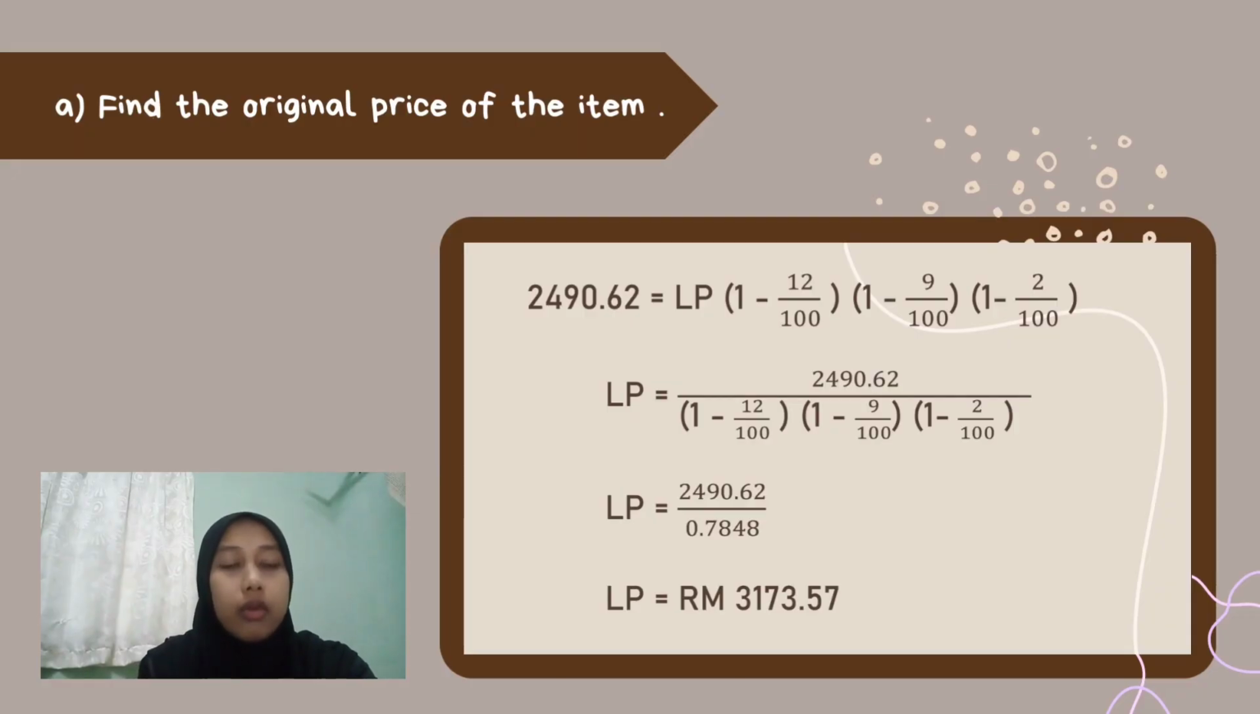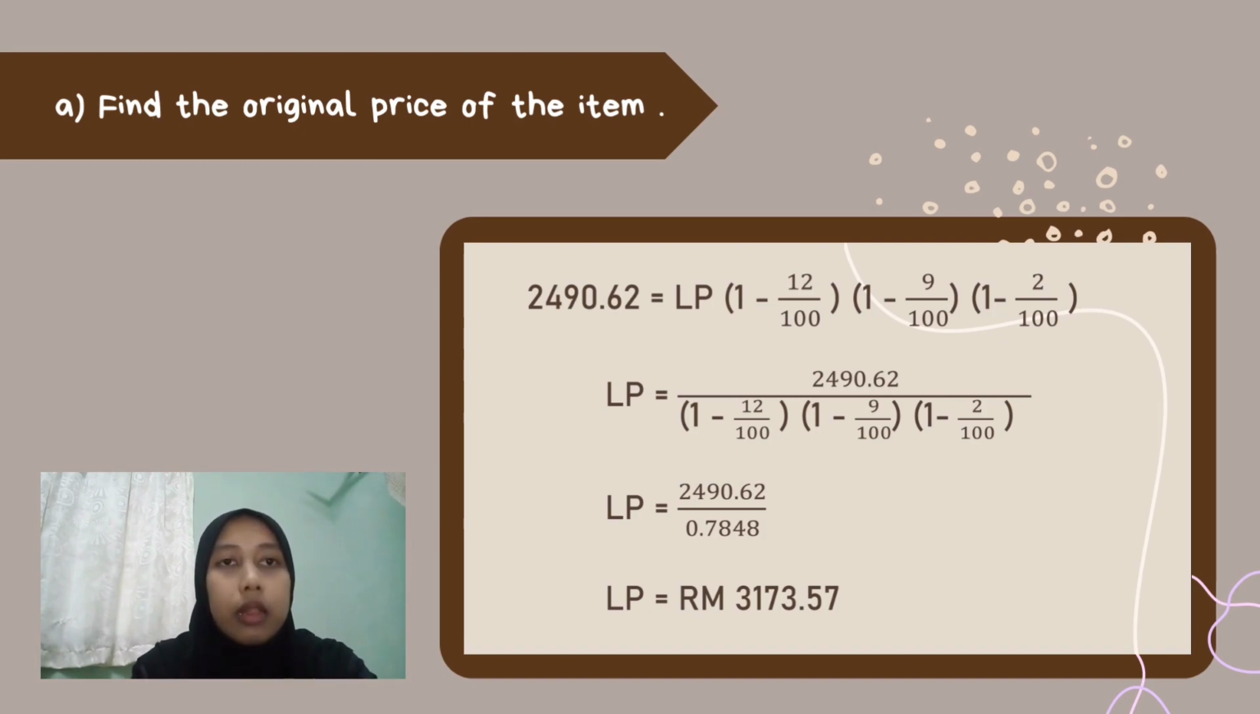For question A, we have to find the original price of an item. So we will use the formula given, which is NP equal to LP multiplied by markup of cost. So the answer of our calculation is 2,490 ringgit and 62 cent equal to LP multiplied by 1 minus 12 per 100 and 1 minus 9 per 100 and 1 minus 2 per 100.